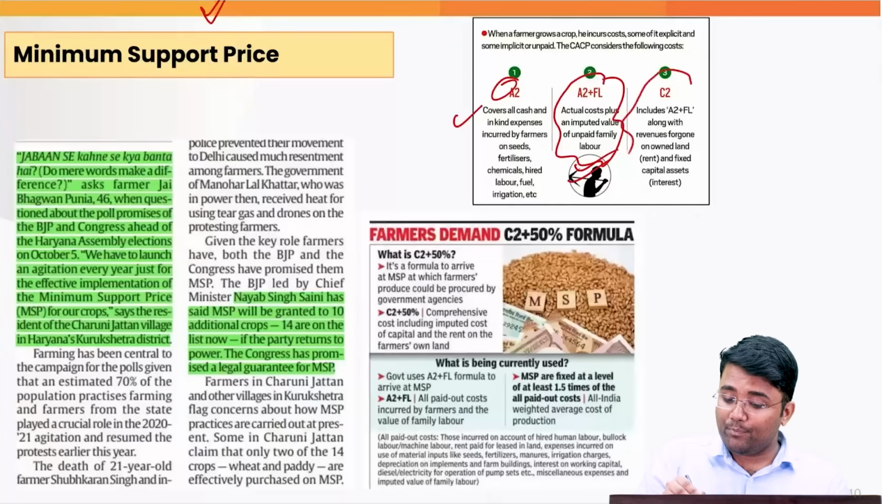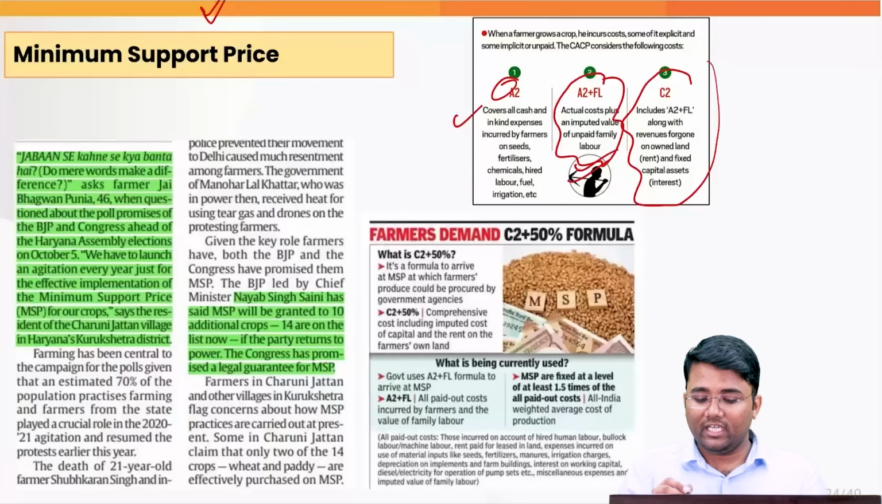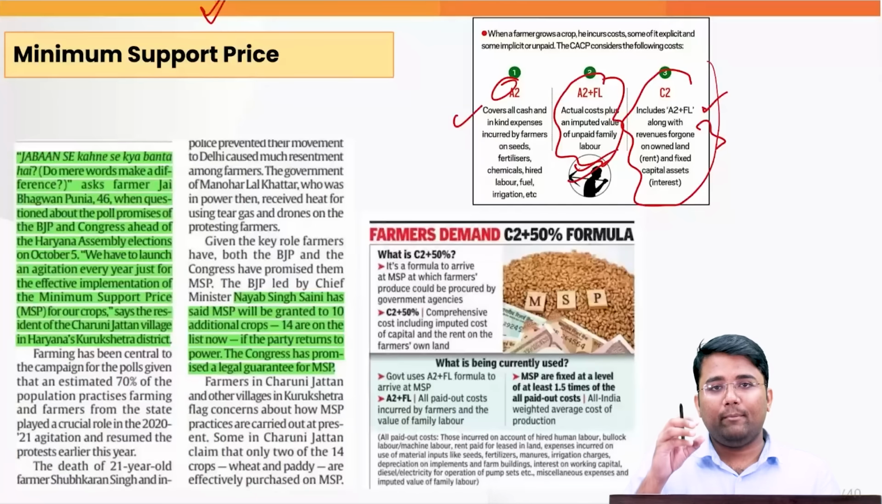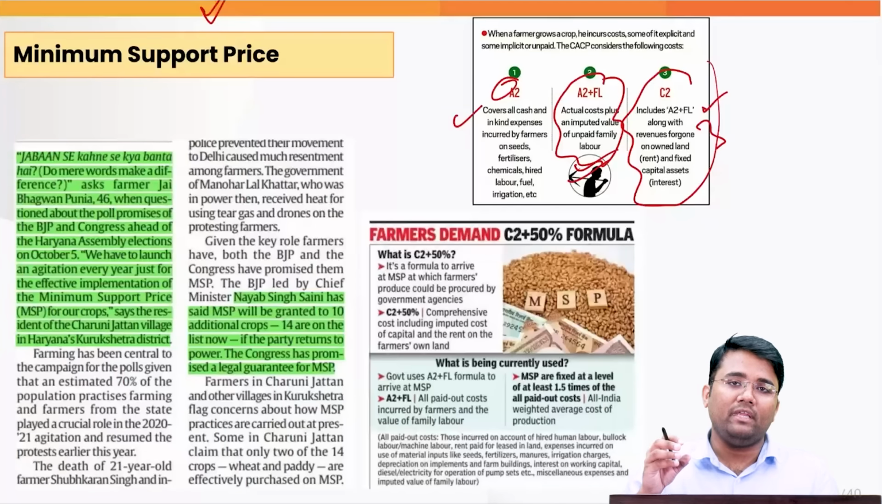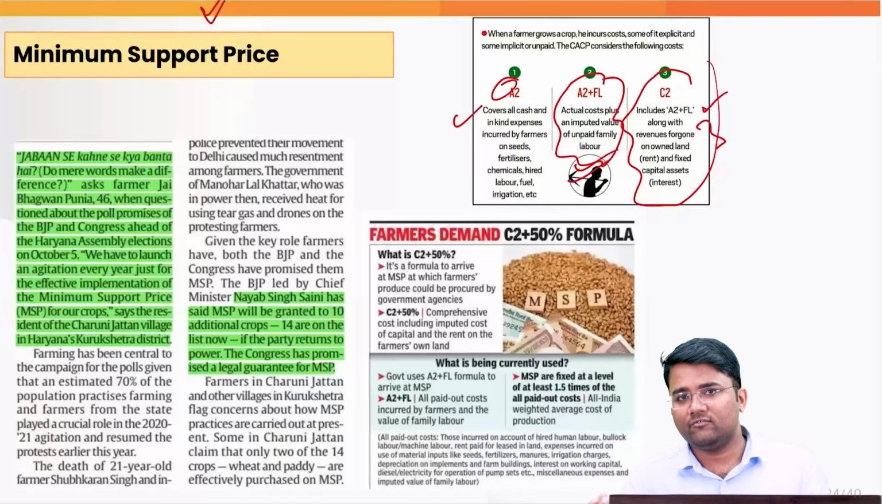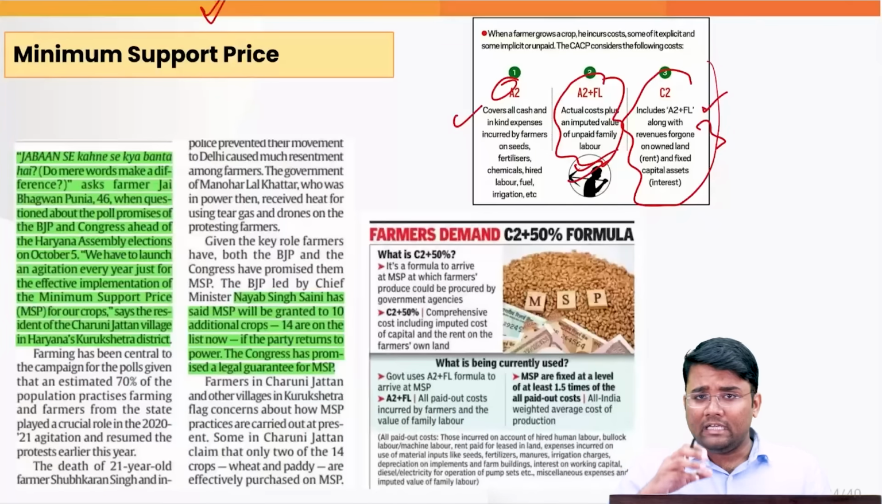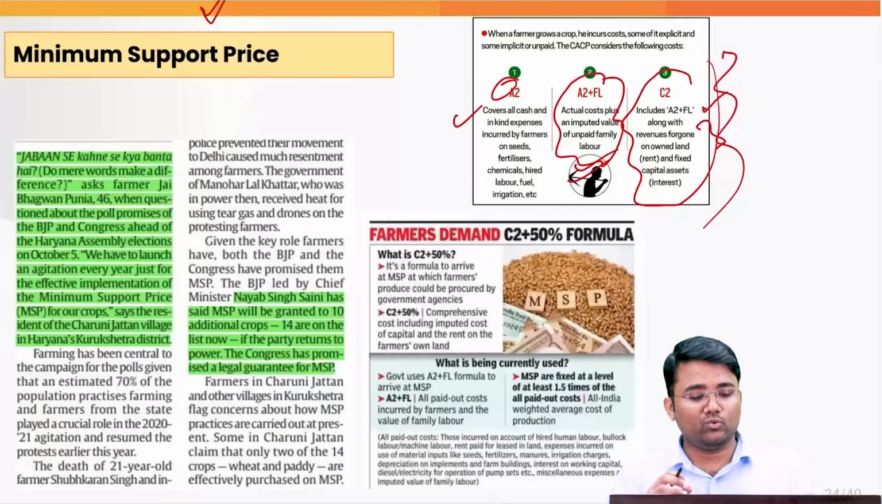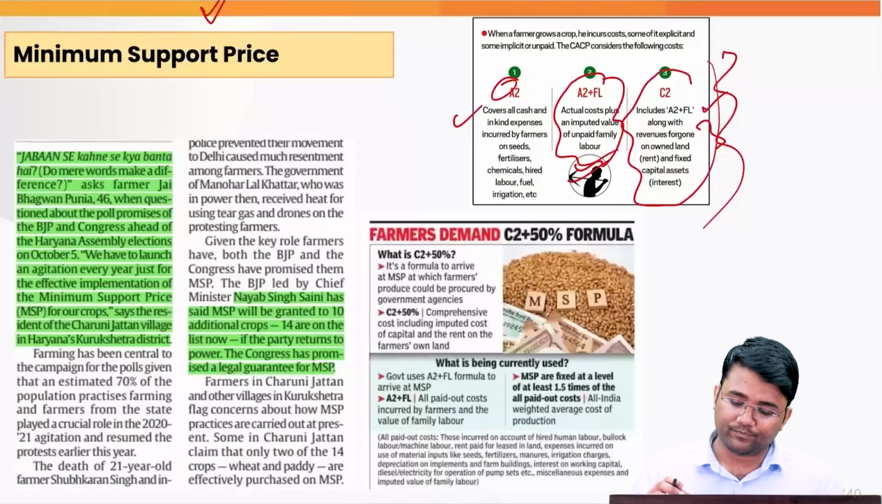Then there is a comprehensive cost, that is C2. It includes the A2 plus FL, and along with this, the revenue foregone on owned land, rent, and the interest on fixed capital assets, if we had taken any loan or bought a tractor and are paying interest on the loan that we have taken to buy that particular tractor. When we include all that cost, that is the C2 cost or the comprehensive cost.